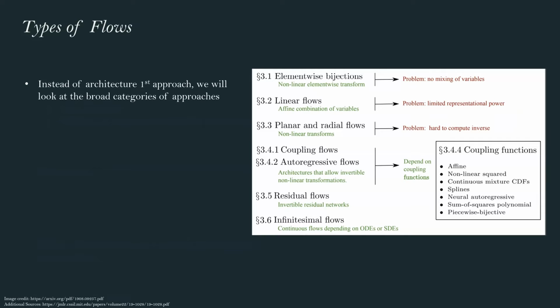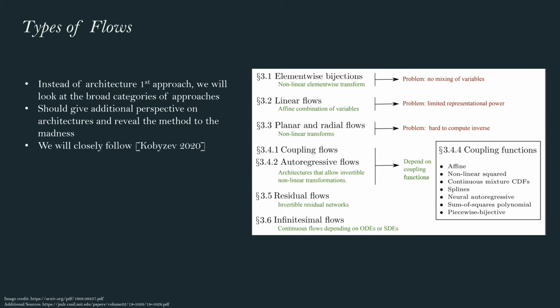So instead of this architecture-first approach, last week, or I guess two weeks ago, I went through a kind of categorical approach to this. Instead of saying, oh, here's NICE, here's Real NVP, here's Flow++ and Glow and FFJORD, let's actually take a look at the general categories of approaches we're employing here, and that'll shine a little bit of light onto why these different architectures have employed the techniques that they have. And so this very closely follows this Kobyzev 2020 paper, which I think I've also posted in the chat. Excellent survey paper on flows.